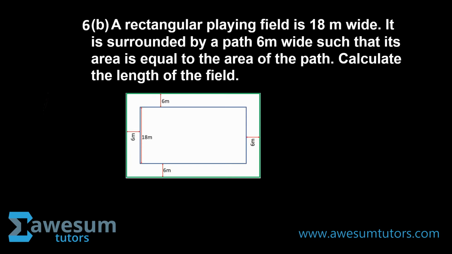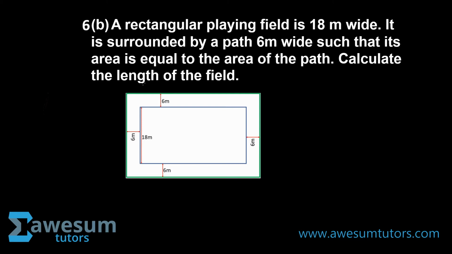Hi everyone. Today we are going to be looking at question 6B of the WASSCE 2010 May-June General Mathematics question. The question says a rectangular playing field is 18 meters wide. It is surrounded by a path 6 meters wide such that its area is equal to the area of the path. Calculate the length of the field.